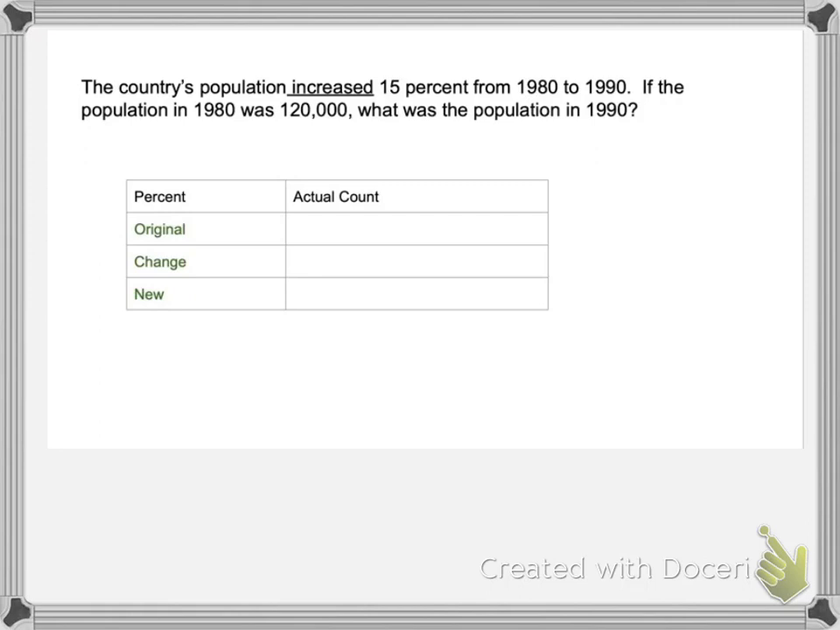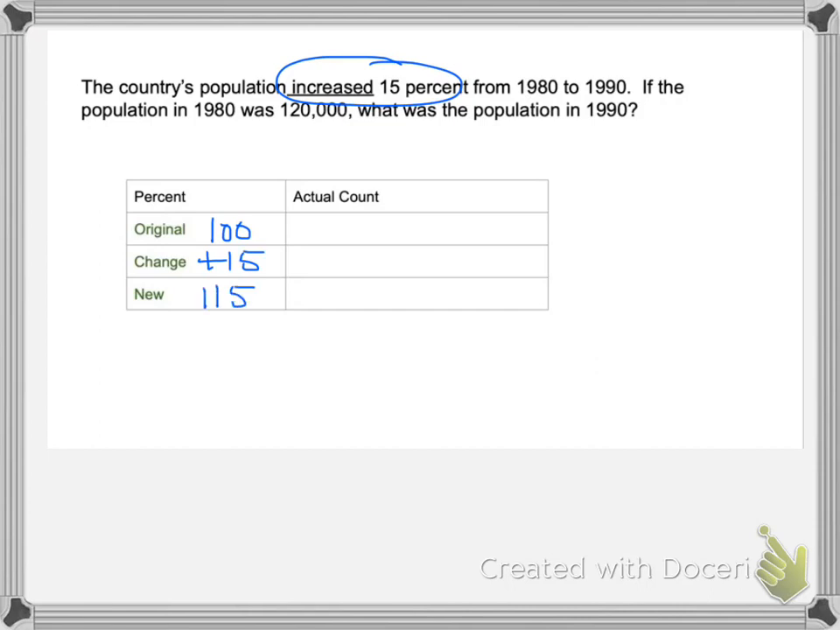The country's population increased 15% from 1980 to 1990. If the population in 1980 was 120,000, what was the population in 1990? Well, remember, our first part, our original amount, that's 100%. And my change, well, I had an increase of 15%, so I'm going to add that 15. And my new amount will be 115%.